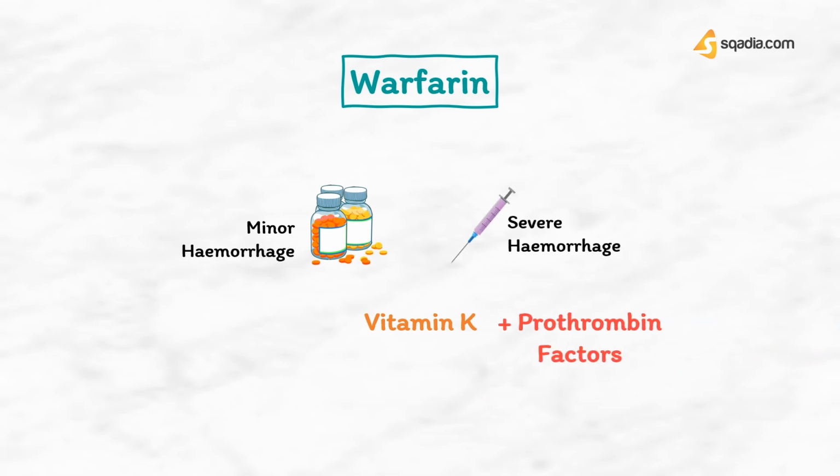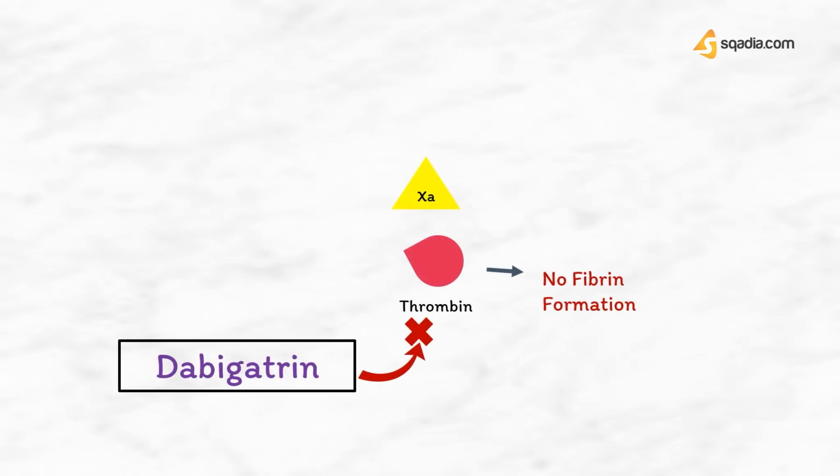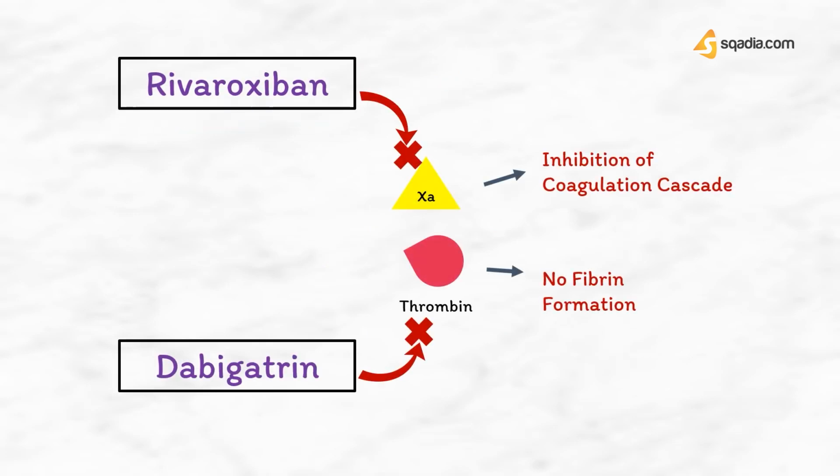If hemorrhage is severe, phytonadione and concentrated prothrombin factors are given intravenously. Dabigatran, a direct thrombin inhibitor, and rivaroxaban, a factor Xa inhibitor, are novel oral anticoagulants that are prescribed at a fixed dose and do not require monitoring. They may be broadly equivalent to warfarin in efficacy and safety, but there is no way of reversing these anticoagulants if patients are actively bleeding.